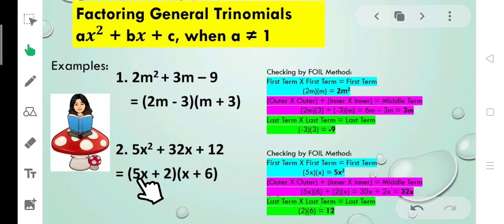For the first term, 5x times x, we have 5x squared. For the last term, 2 times 6 is equal to 12. And then for the middle term, we have 2 times x, that is 2x, and 5x times 6, that is 30x. So 30x and 2x give 32x. So the three terms are satisfied, meaning the two binomial factors are correct.